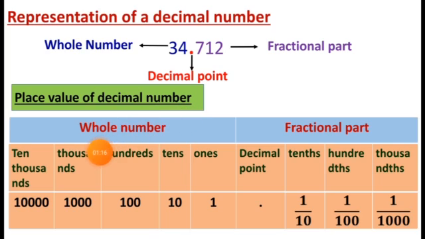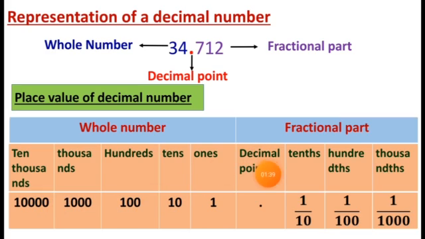Now let us know about the place value of a decimal number. So children, when we talk about the decimal number, we have written separately for the whole number as well as for the fractional part. So for the whole number, we have the place values ones place, tens place, hundreds place, thousands place and 10,000s place. The values are 1, 10, 100, 1000, 10,000.